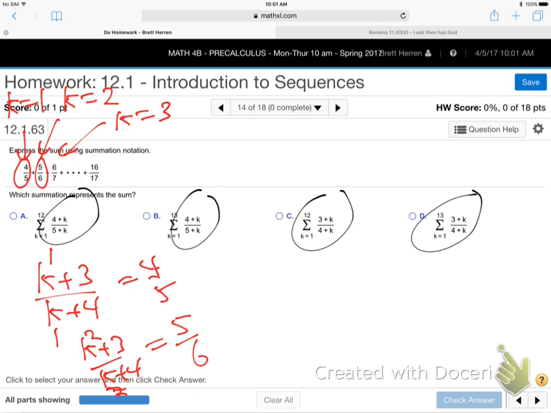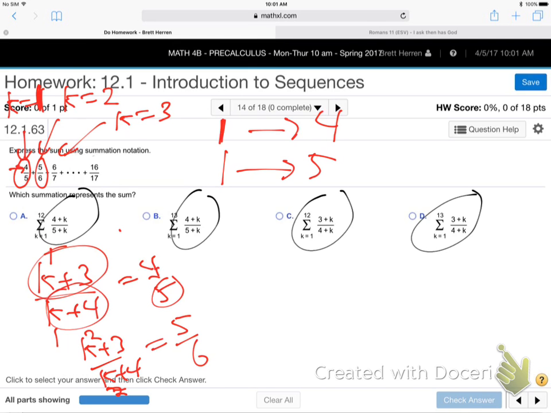So how did I come up with that? I just looked and I said, look, how do I get a 4 on the top when I plug in a 1? If I said, hey, I'm going to take 1 and I want to make it 4, what do you got to do to the 1? You got to add 3 to it. So the top must be k plus 3. And I'm going to put in 1 and I want to get 5 on the bottom. So what do you got to do to it? You got to add 4 to it. See how I'm looking at that? Does that make sense?